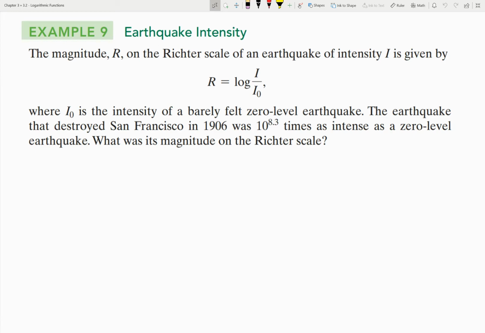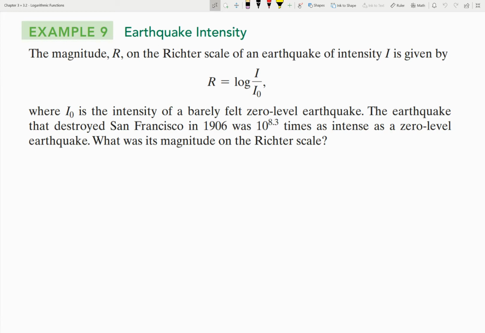So we can use this idea to measure magnitude of earthquakes. The Richter scale is a logarithmic scale. So is the decibel scale. So, things you might have heard of before that actually use logarithms. So here's the formula for the intensity of an earthquake, where I sub 0 is the intensity of a barely felt zero-level earthquake. The earthquake that destroyed San Francisco in 1906 was 10 to the 8.3 power times as intense as a zero-level earthquake.